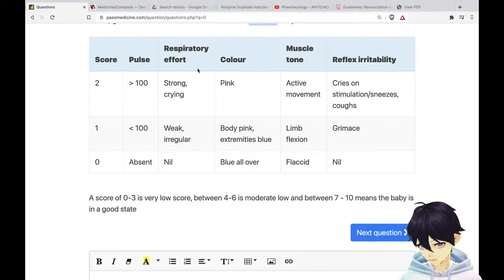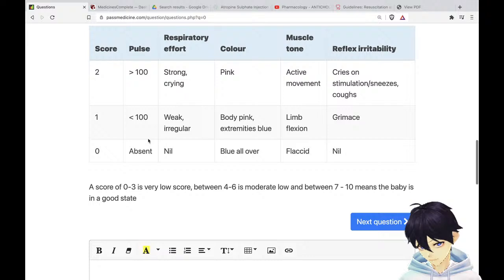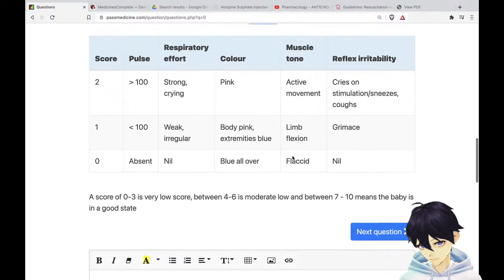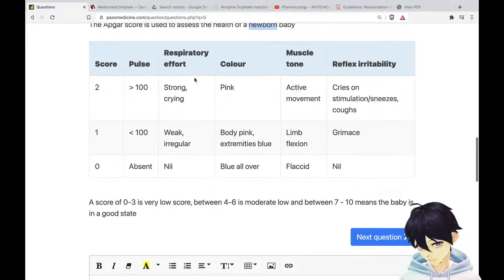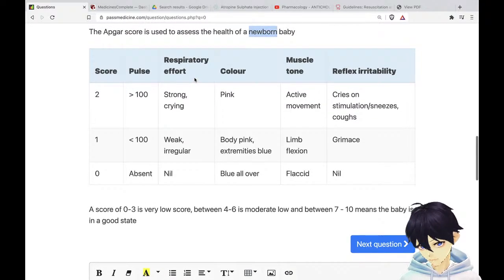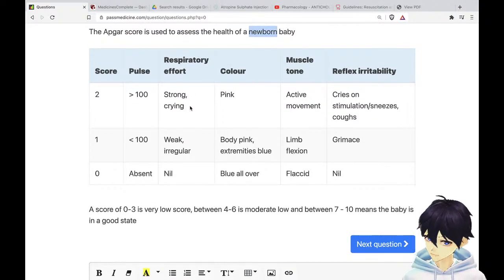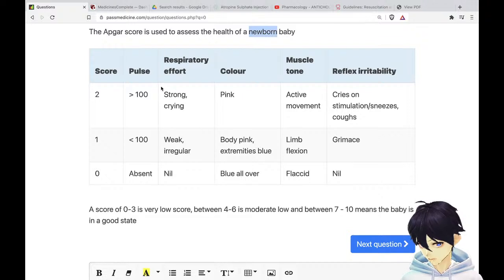The Apgar score is used to assess the health of a newborn baby. So there are 1, 2, 3, 4, 5 domains. Each domain can be scored from 0 to 2. So full Apgar score will be 10. 0 is the least. Is there a mnemonic for Apgar score? Okay, let's look at each of the components.